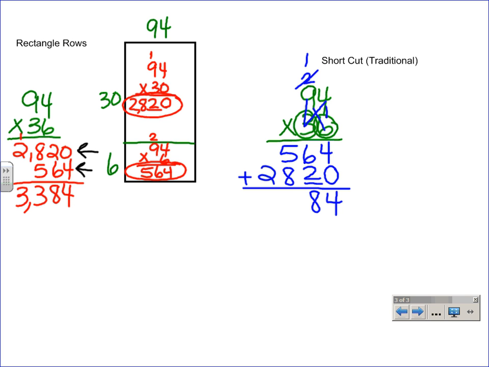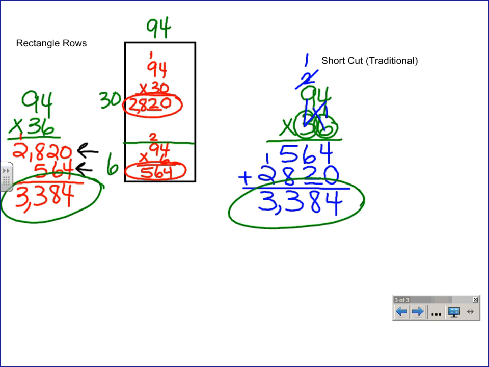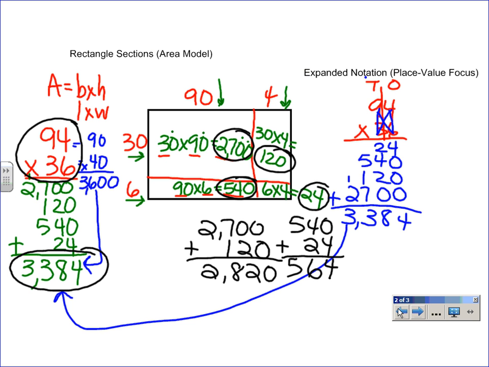5 plus 8 hundreds is 13 hundreds. Carry the 1. 1,000 plus 2,000 is 3,000. 3,384. So that's the shortcut method of multiplication. So each of these 4 ways, if you look, we have 3,384 and 3,384. 4 different ways that we have multiplied so far, and each of the 4 ways we've ended up with the same product at the end.